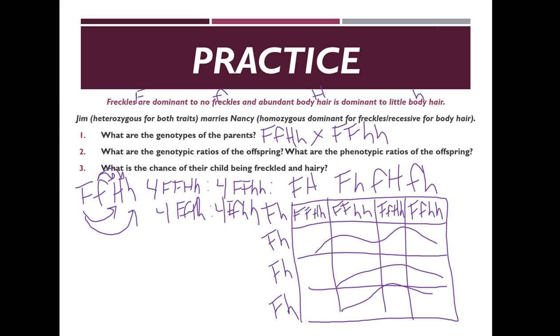Now, 4s are not reduced. So when you're writing this on a quiz or a test or even a homework assignment, you need to reduce these 4s to 1s. So they can all be reduced. So it should be 1, 1, 1, 1 should be your ratio.